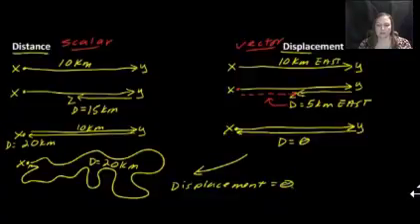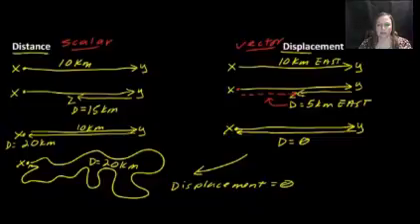Why is it 0? Because displacement is the straight line distance and direction between the starting point and the ending point. Another way to say this is displacement is how far you are displaced from the origin. How far and in what direction you are displaced from the origin.